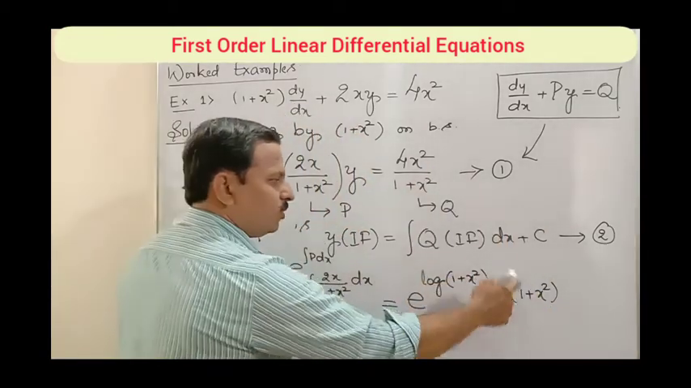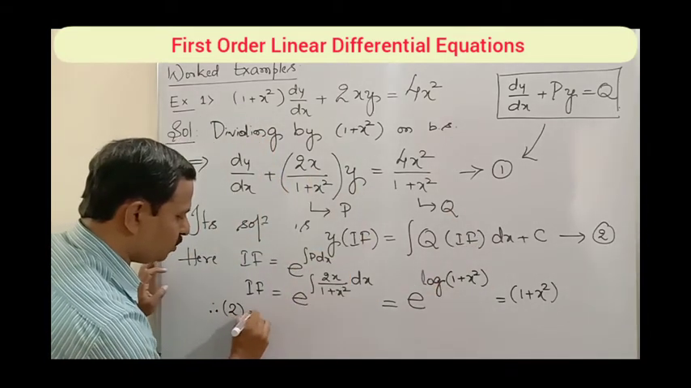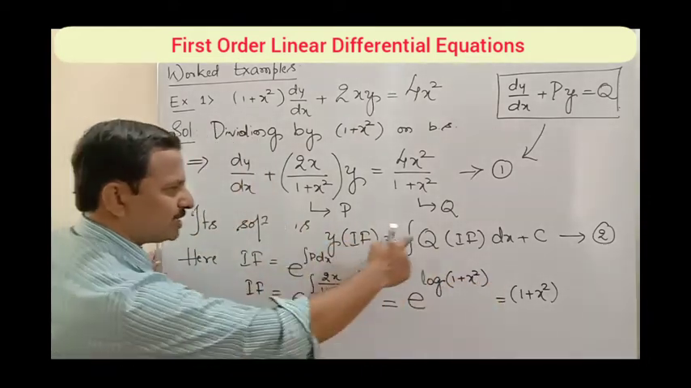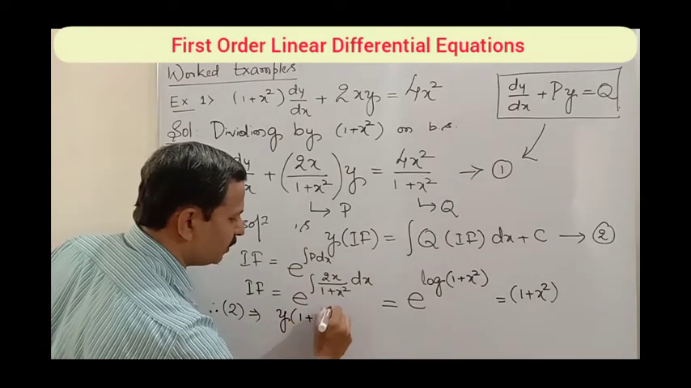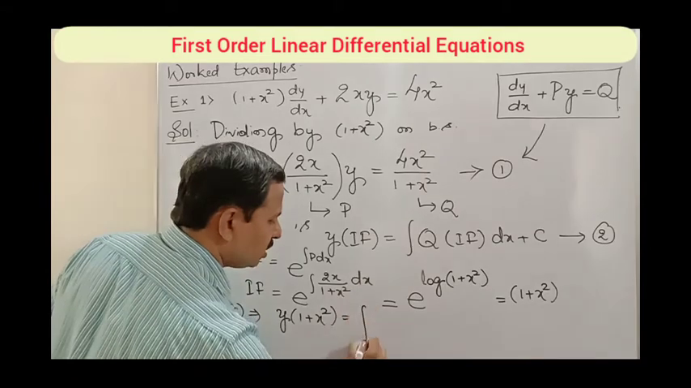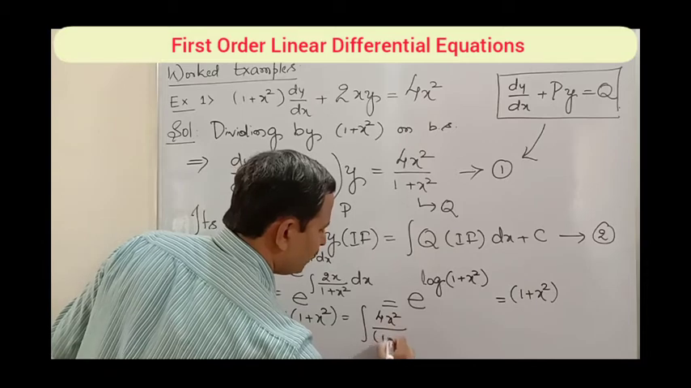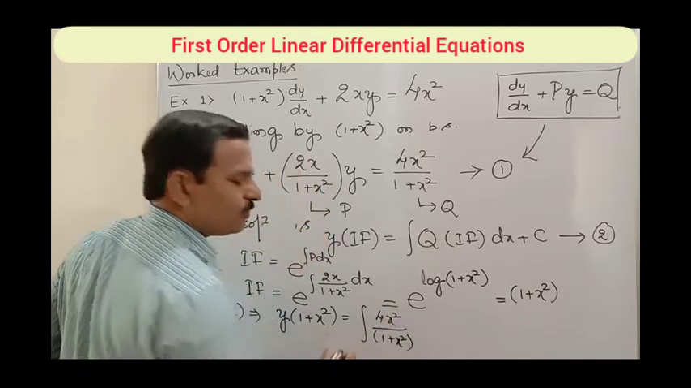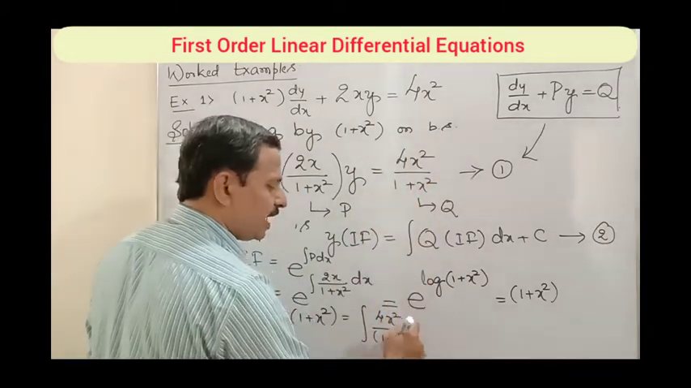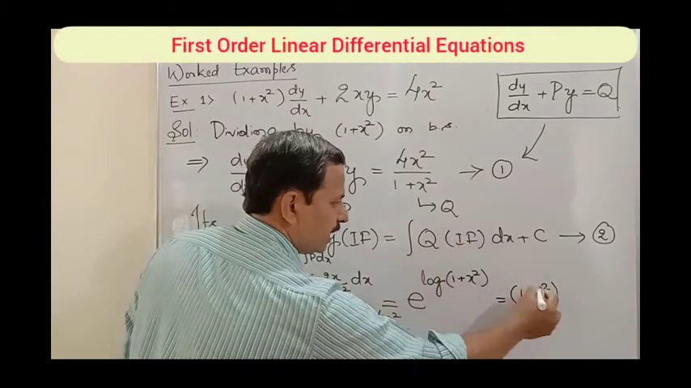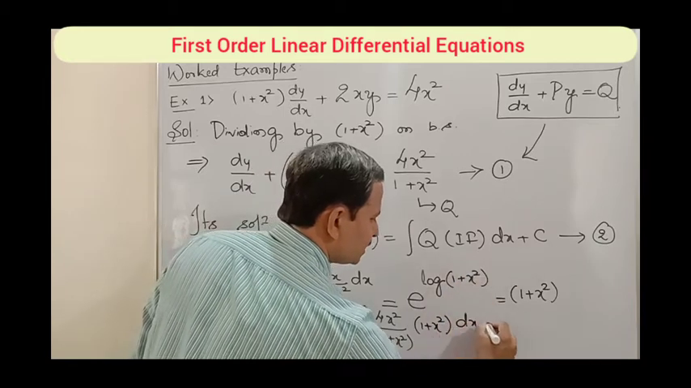Now let us substitute this value into the solution 2. When we substitute the value of the integrating factor into expression number 2, it implies y into the bracket 1 plus x square equals, on the RHS, integration of Q, which is 4x square divided by 1 plus x square. This is the value of Q which we have from the given differential equation 1. Now in front of that we have to write the integrating factor, which we just computed, it is 1 plus x square. dx as it is, plus c as it is.